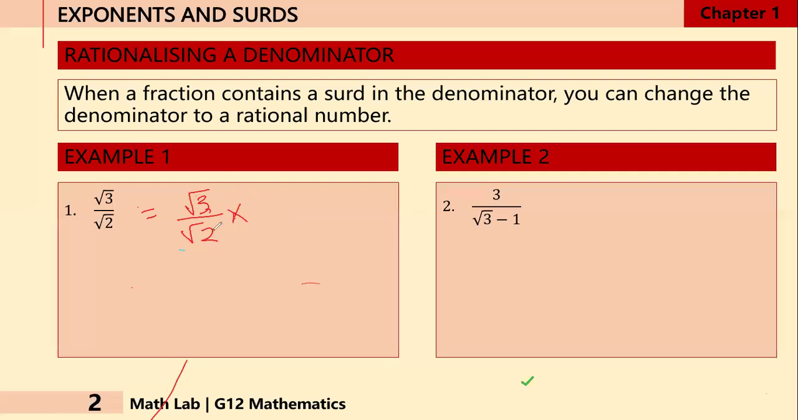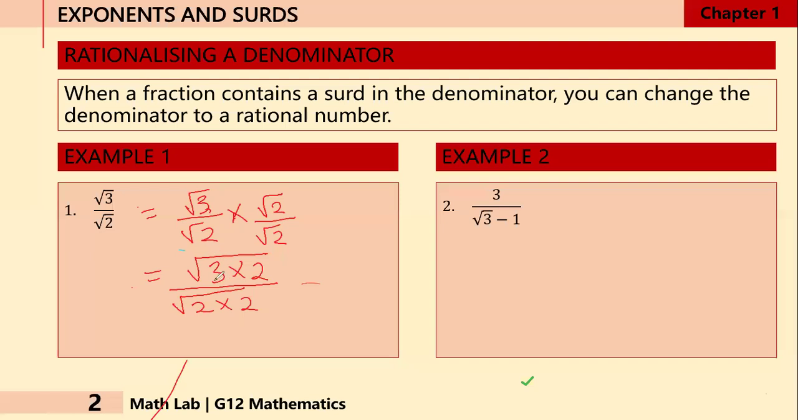All right, root 3 over root 2. So we want to rationalize root 2. So what do we do? We multiply by root 2 over root 2. Now the powers of the roots are the same. Can you see here, all the powers are the same. So we can put the numerators under one square root, same thing with the denominators. So it's going to be equal to square root of 3 times 2 over square root of 2 times 2.